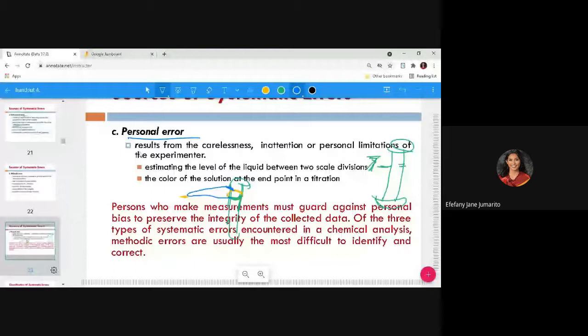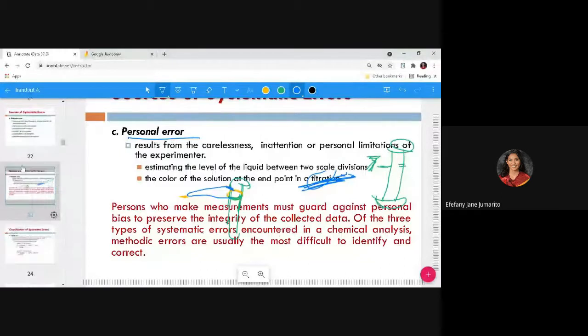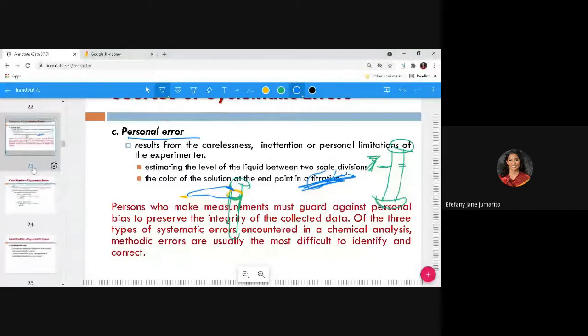Okay. Now, later on we are going to titrate. It is a process of adding reagents for us to achieve another reagent. So it's more on color. Now, if you are color blind, that would be a personal error. So that's it, personal error. Okay.